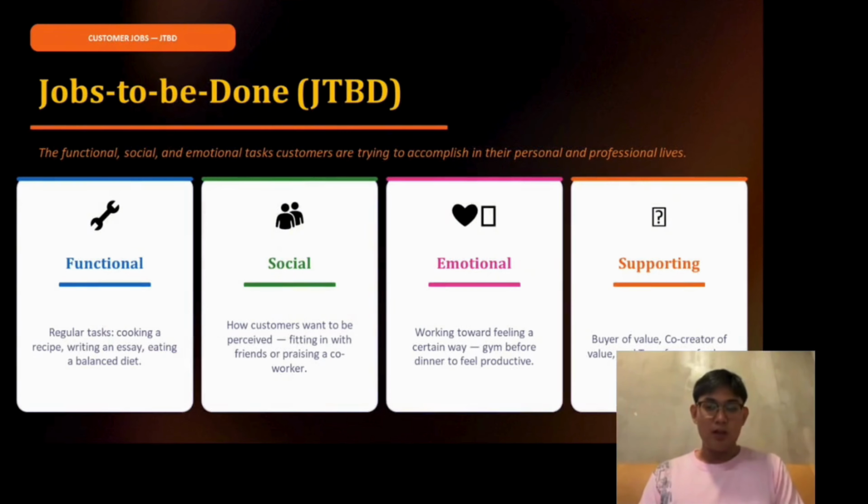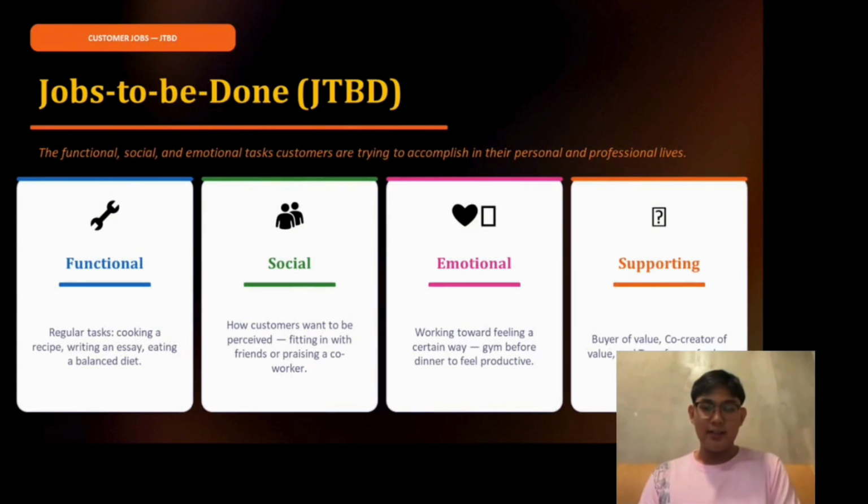This framework explains what the customer is trying to accomplish in their personal or professional lives. In this framework, we have the functional jobs, which are the practical tasks or problems that the customers want to solve. It focuses on usefulness and efficiency. And next, we also have the social jobs. These jobs involve how customers want to be seen by other people. It focuses on image, status, or belonging.